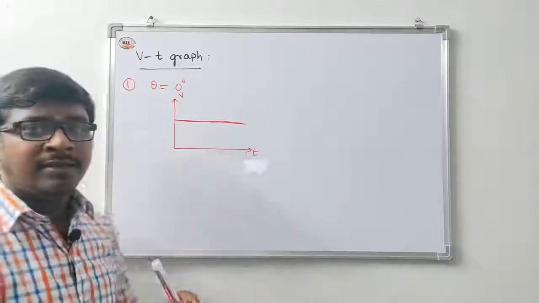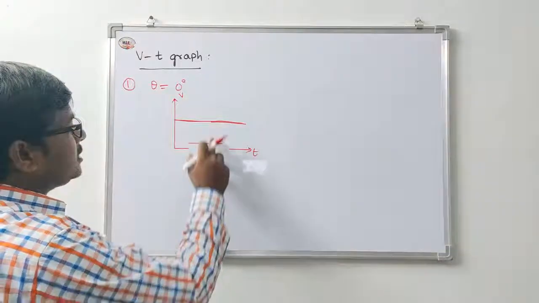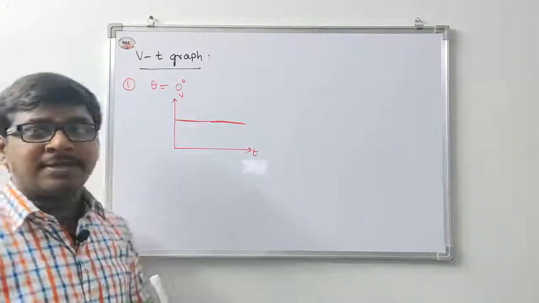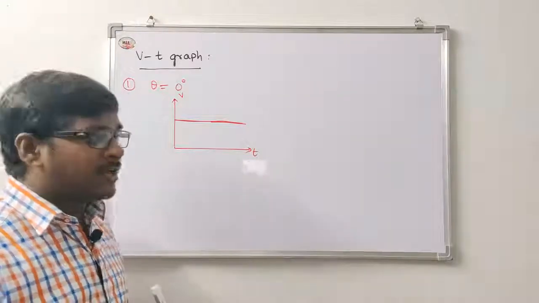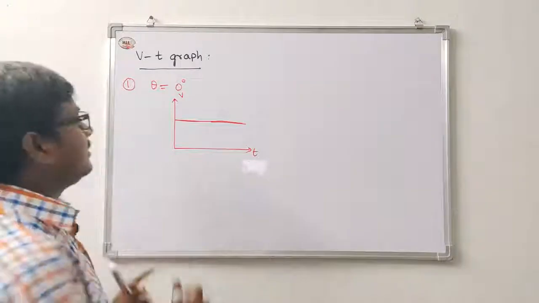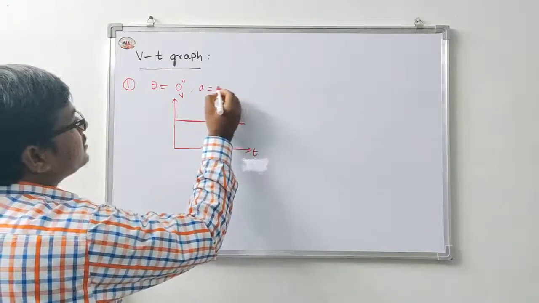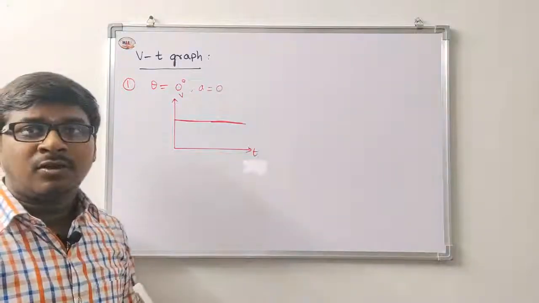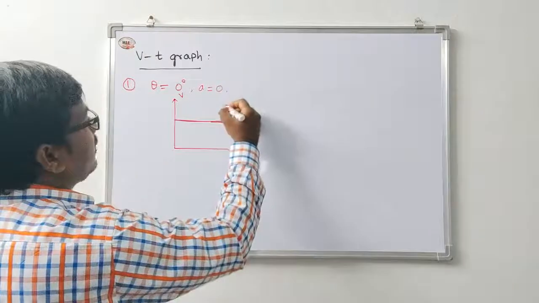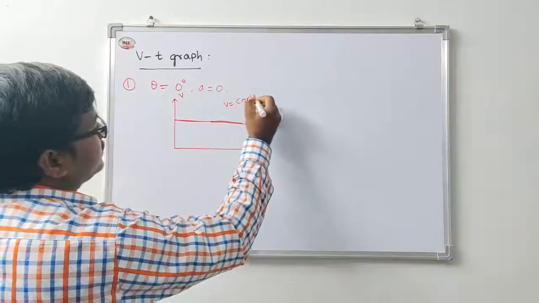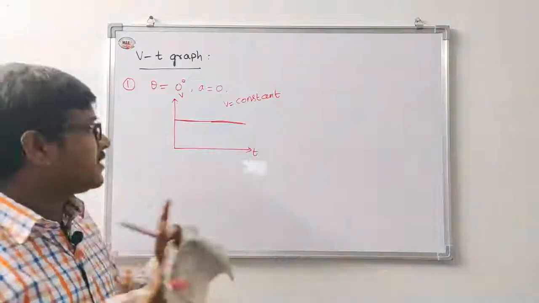In this case the line is parallel to the time axis. It represents that the particle is moving along a straight line with a constant velocity. Constant velocity means acceleration is equal to 0, and v is equal to constant. This is the first case.